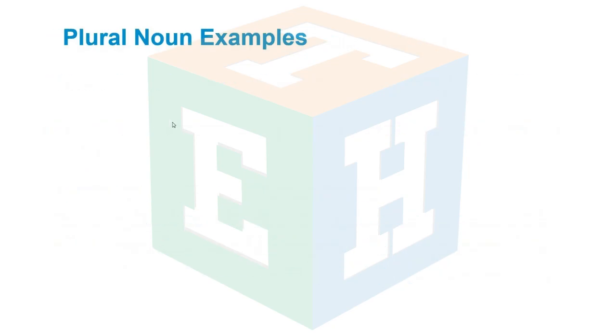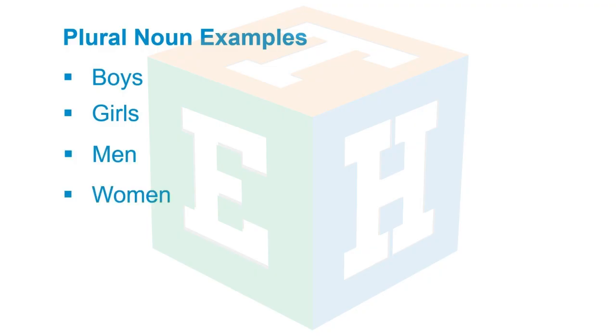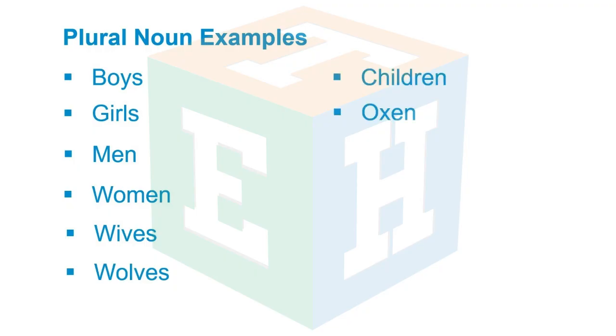Plural noun examples: boys, girls, men, women, wives, wolves, children, oxen, armies, mangoes, photos.